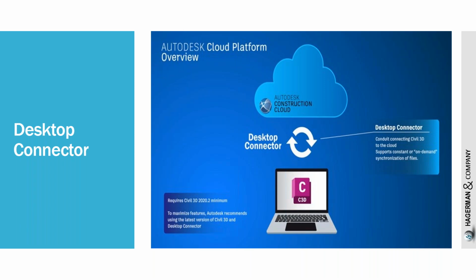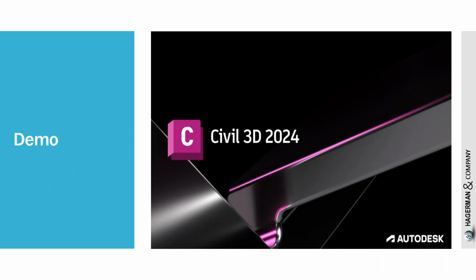Now, if you'll take a look down at the bottom left, you'll see that as of today, Autodesk recommends using the latest version of Civil 3D, but as a minimum, Civil 3D 2020.2. Okay, so today I'll be using Civil 3D 2024, and after we install our Desktop Connector, we'll see it down here in the system tray.